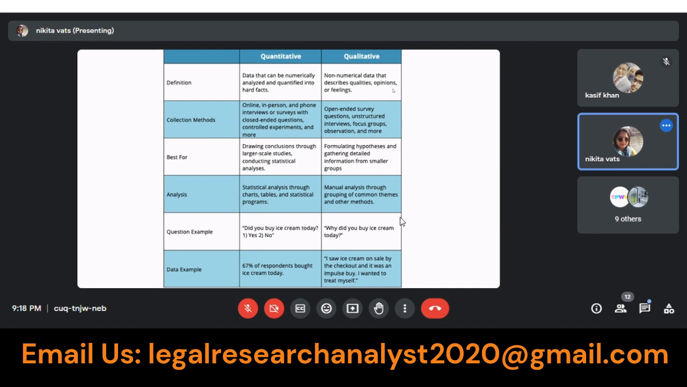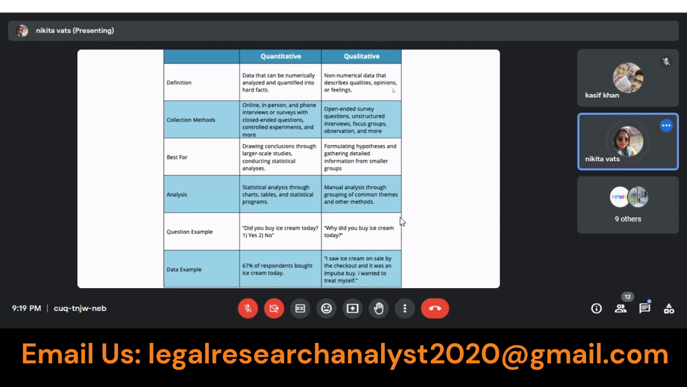Next is analysis. For quantitative, we generally go for statistical analysis through charts, tables, and all that. Qualitative is generally manual, because there are smaller groups involved, so it is also easy to do it manually. Question is, did you buy ice cream today? This is, I think, a very good example. It is a dichotomous type of question, yes or no. Did you buy or not? It's very easy. For example, there are 100 people whom we are researching, and 50% said yes, they bought ice cream today, and 50% said no.